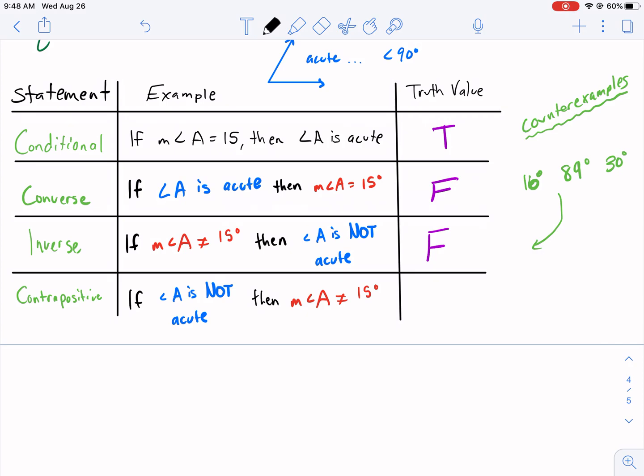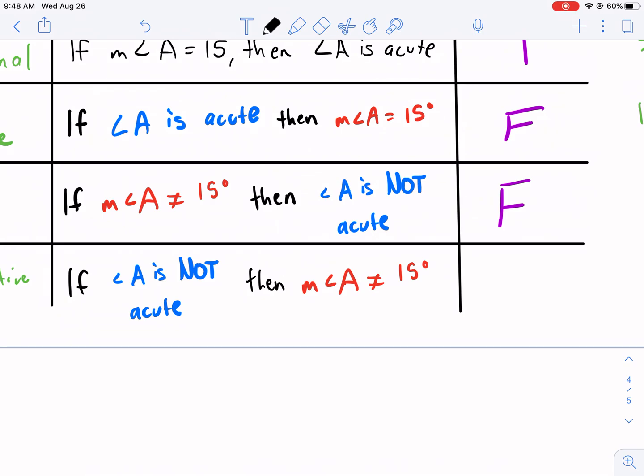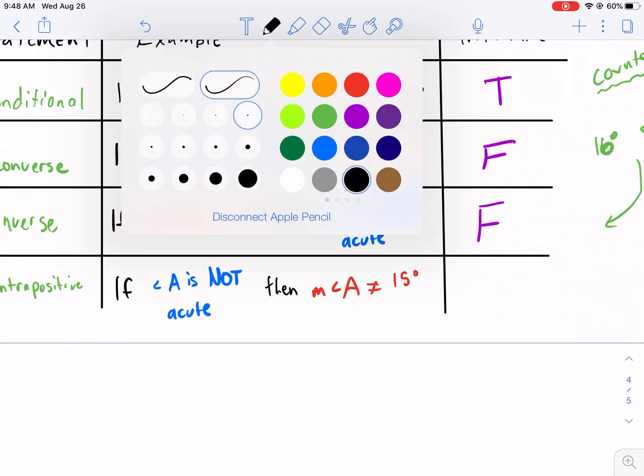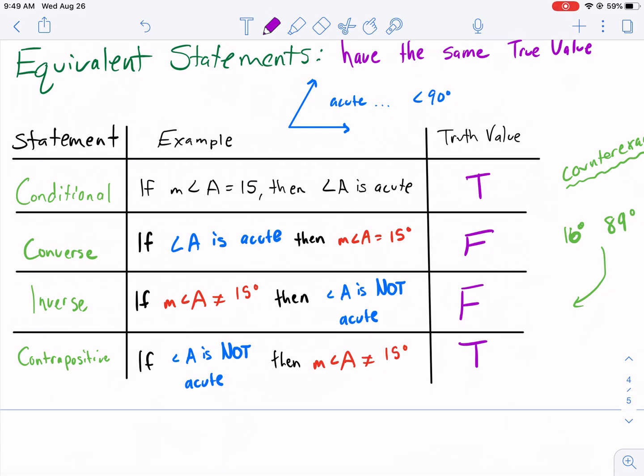If it's not acute, think about all the angles that are not acute. We have 90 is not acute, 91, 92, 180, 117, 115, 120. Those are all not acute angles. Then angle A is not 15 degrees. Well, none of those that I listed were 15 degrees. So if it's not acute, then it can't be 15 degrees by definition. So this is true. Now you'll notice the equivalent statements. What are our equivalent statements? The conditional and contrapositive for this statement were equivalent statements. And then converse and inverse also had the same truth value. They were both false.